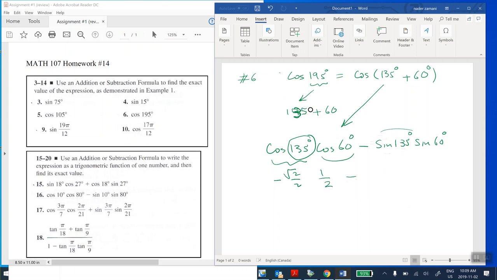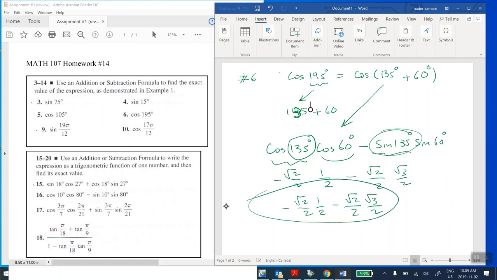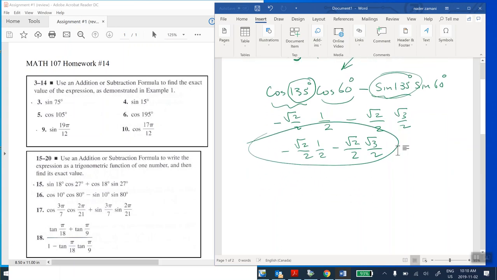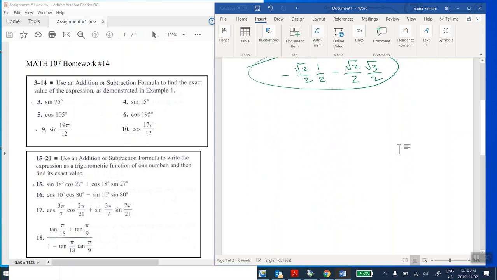Minus sine of 135, the same as sine of 45, which is root 2 over 2. That's this, and then this is root 3 over 2. The moral of the story is that this is minus root 2 over 2 times 1/2 minus root 2 over 2 times root 3 over 2. I don't expect you to put these in your calculator, because once you do, it's not going to be exact anymore. And the problem says do the exact value. Okay, let's try this one, number 9.